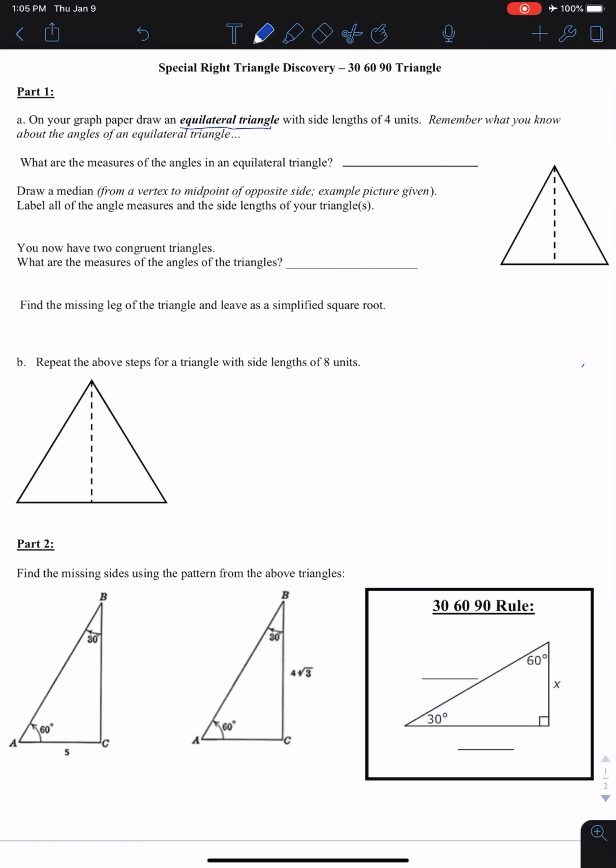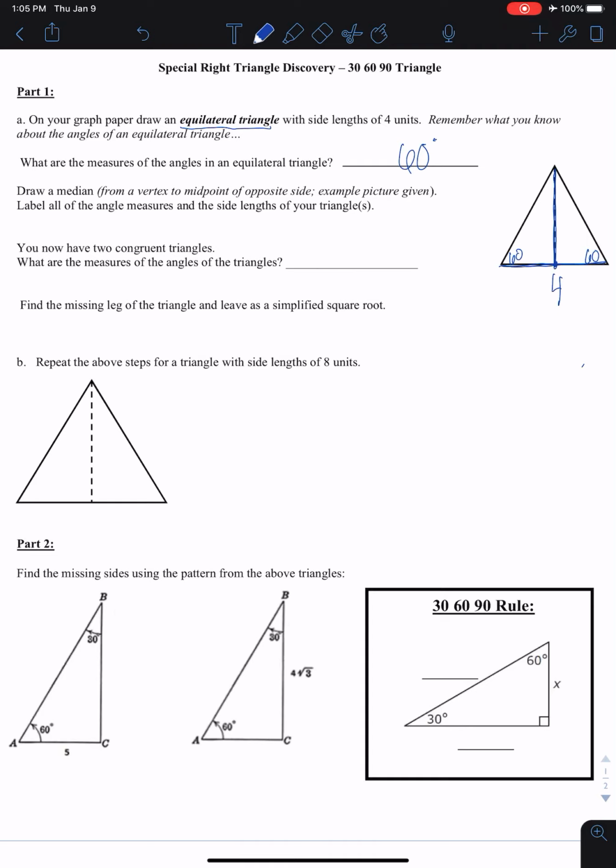So remember that in an equilateral triangle, the angle measures are all 60 degrees. So you should be able to draw your first segment, length of 4, and then draw 2 segments on the other side with angle measures of 60 to make your triangle. And then once you have your triangle drawn, you're going to draw the median down the middle from the vertex at the top to the midpoint. And it's going to make 2 congruent triangles.